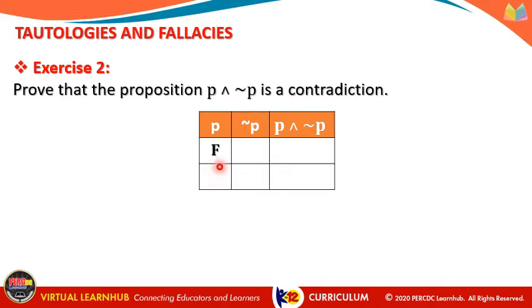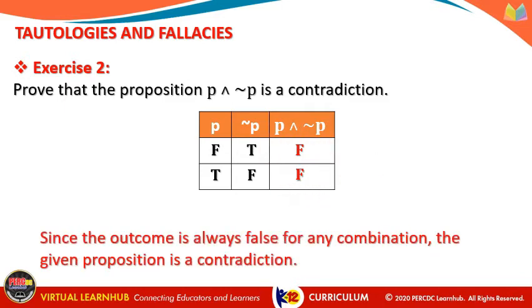If P is false, then the negation of P is true. If P is true, then the negation of P is false. Let us now get the conjunction of these two propositions. False and true will give us false. True and false will give us false. As you can see here, the truth value of P and not P will always be false. That is why what we have is a contradiction. So I hope it's now clear what's the difference between tautology and contradiction.